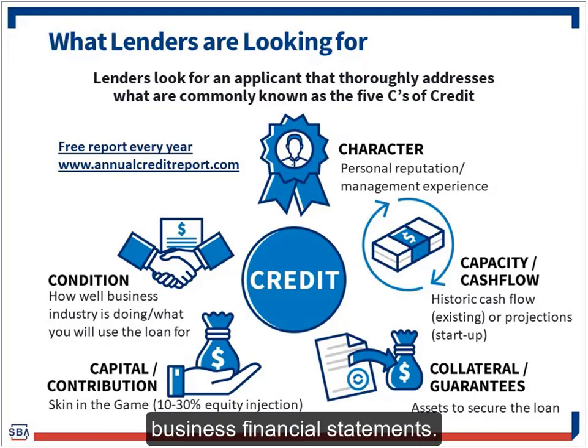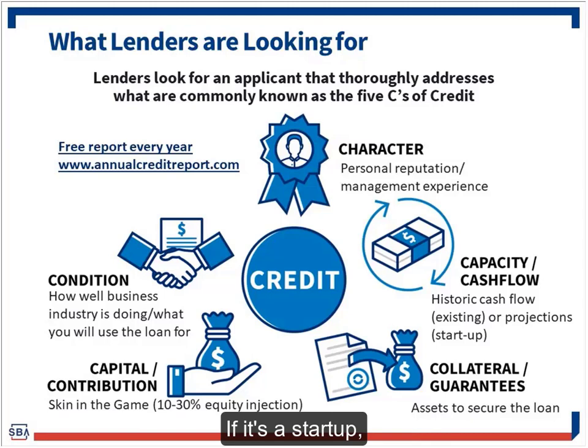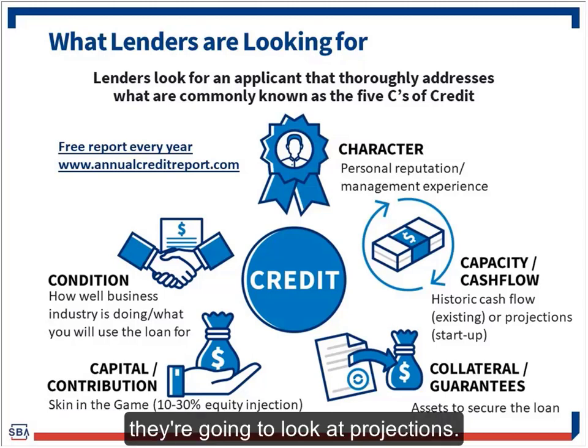They're going to look at your cash flow. So if it's an existing business, they're going to ask for your 3 years worth of tax returns and business financial statements. If it's a startup, they're going to look at projections. They're also going to ask for collateral. These are assets to secure the loan. Could be inventory, equipment, could be the equity that you have in your personal residence.